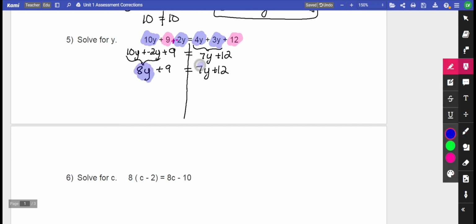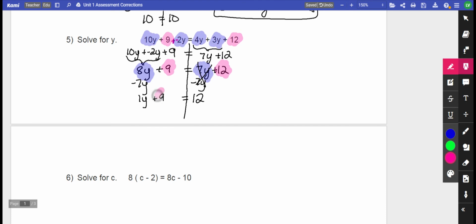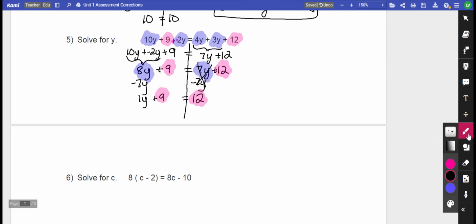And from here, I need to find my like terms on each side. So I have 8y and 7y, 9 and 12. Just like before, there are 4 ways to approach this part of the problem. I personally will subtract 7y from both sides, but that is not the only way to do it. So 8y minus 7y leaves me with 1y plus 9 equals 7y minus 7y is 0. So that is 0 plus 12, which is 12. Then I still have like terms that I want to combine, and that is my 9 and my 12. So I'm going to subtract 9 from both sides. That leaves me with 1y equals 3.